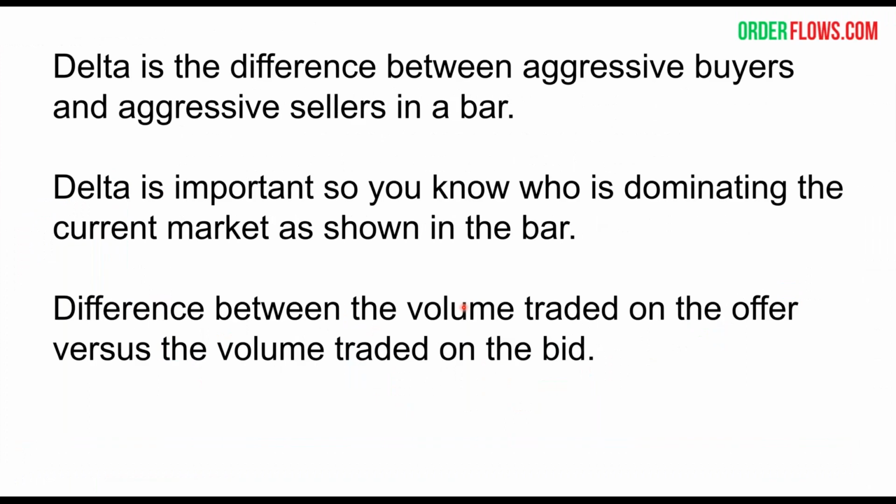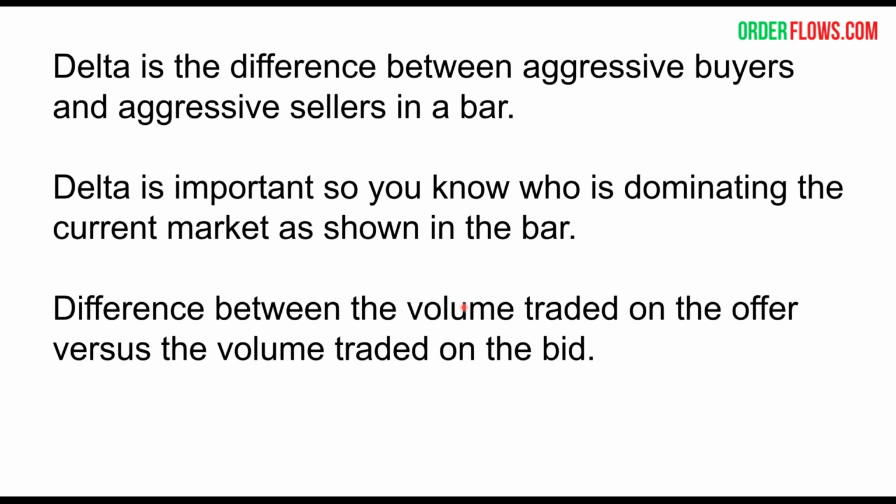Now, I'll just briefly explain what the 3 pieces are. Delta is the net difference between aggressive buyers and aggressive sellers, right? And it's important to know so that you know who is dominating the current market as shown in the bar. People get so complacent looking at a bar chart and say, well, the candle is green, so I know buyers are in control, we closed higher. Yes, that's a basic way to look at it.